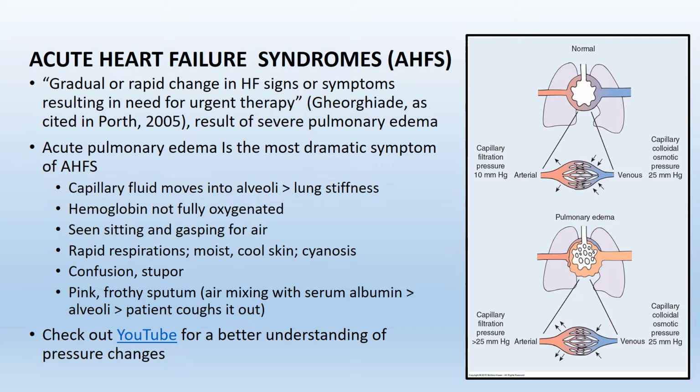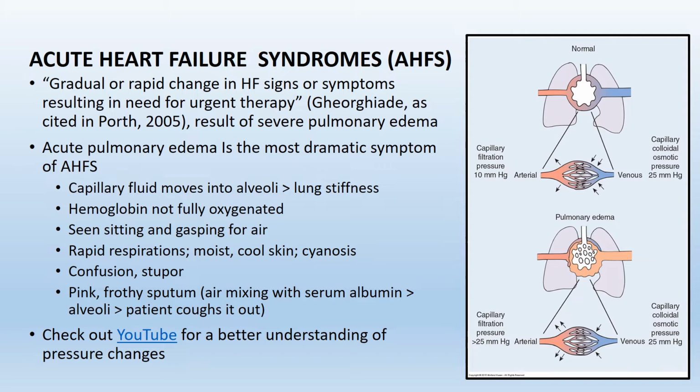The top diagram shows the normal exchange of fluid in the pulmonary capillaries, and hopefully you can see the alveoli at the top. The image right below is showing you what is happening at the capillary level. So blood from the venous side, as noted by the blue, has a colloidal osmotic pressure of 25 millimeters of mercury, which is what pulls fluid into the capillary.